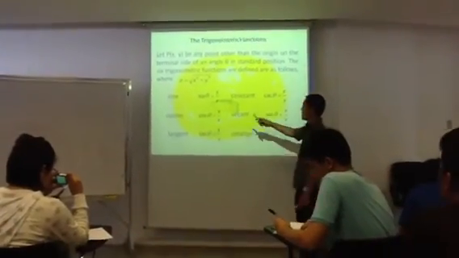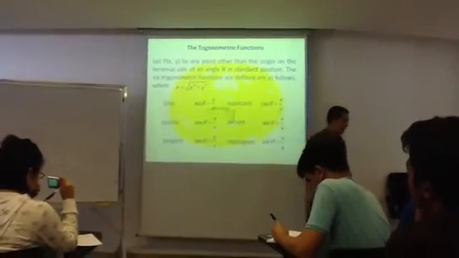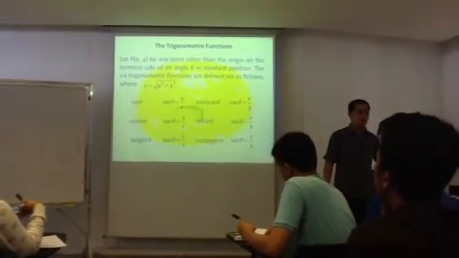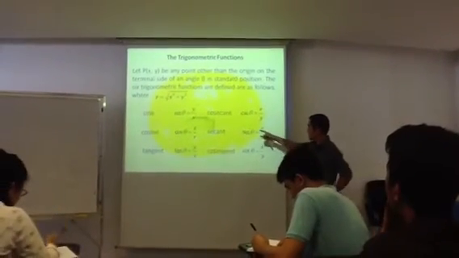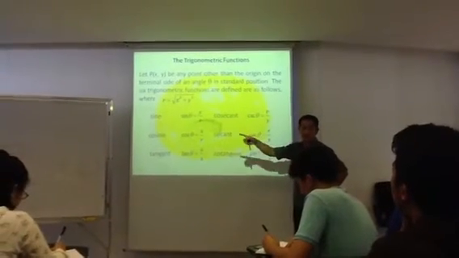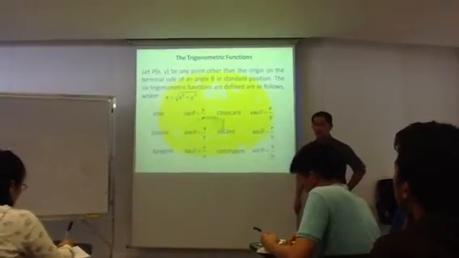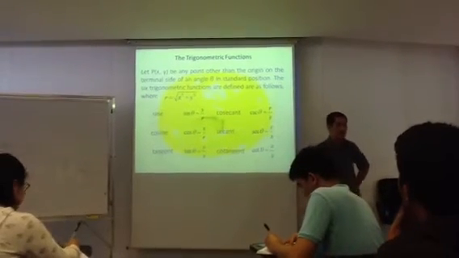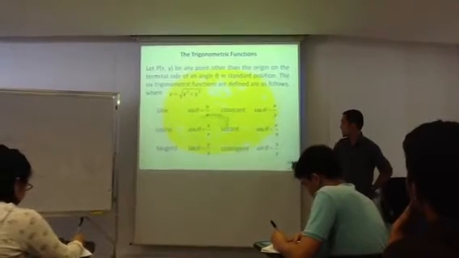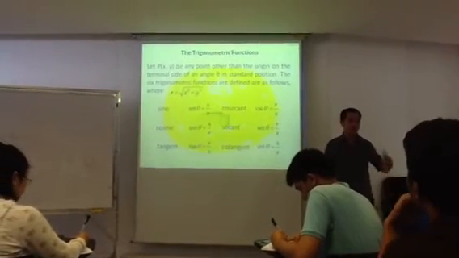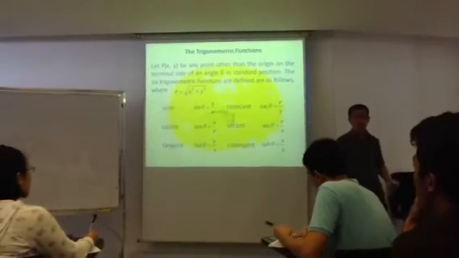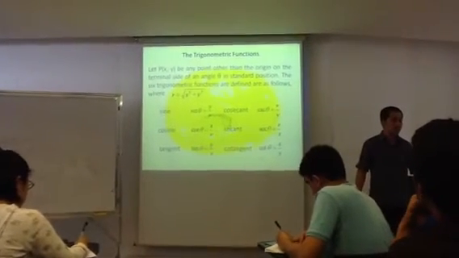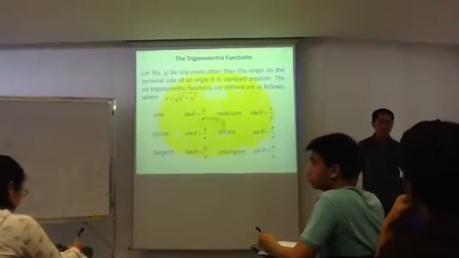Now, since we are taking the terminal side of an angle, we will also consider the location of the terminal side. Always remember that your x and y, or your horizontal and vertical axis, will change sign. It can be negative or positive, depending on the location of your terminal side. But your r, the diagonal side, is always positive. Only your x and y can be negative or positive, depending on the location.